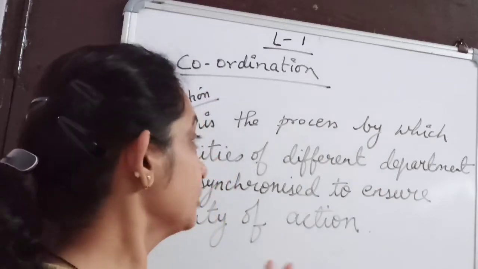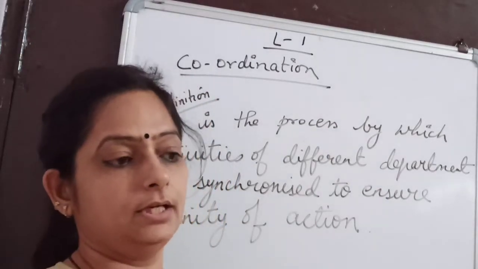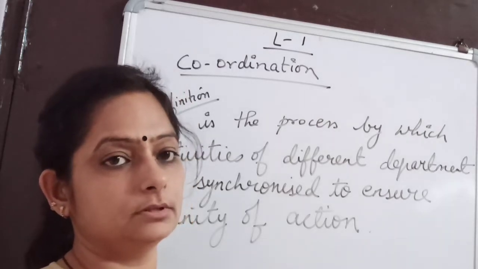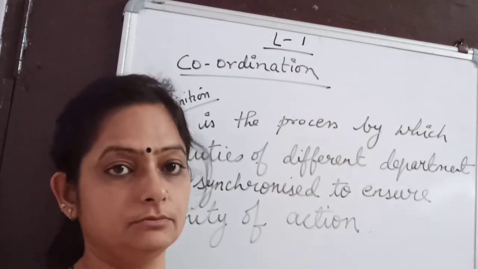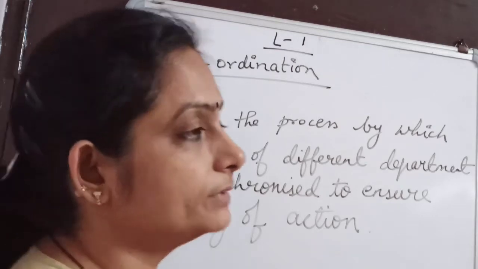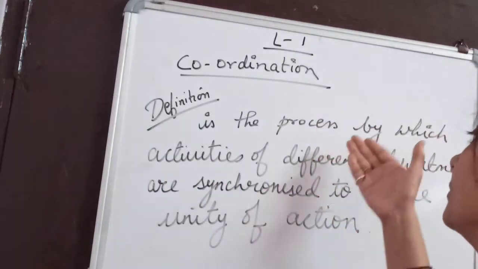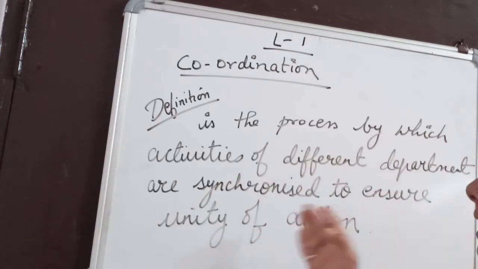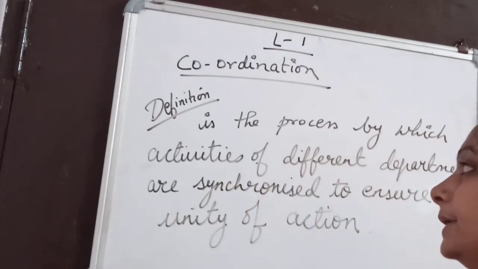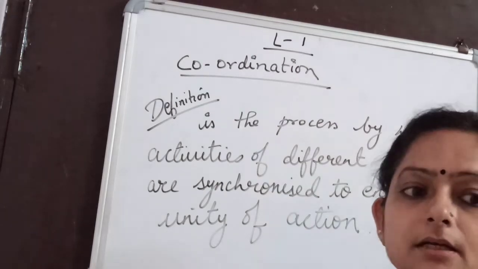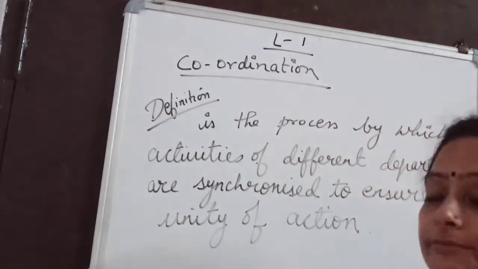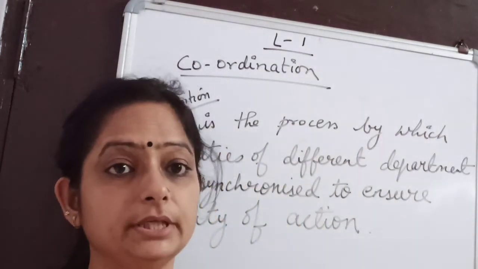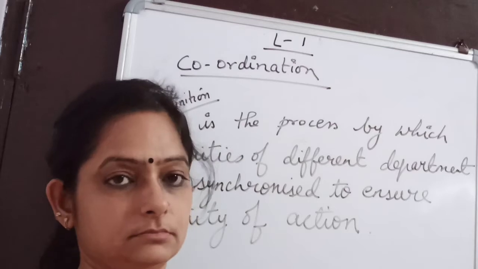So student, this is the last topic of lesson 1, and now we are going to discuss what coordination is. So if we see what the definition says. The definition says it is the process by which activities of different departments are synchronized to ensure unity of action. To explain this definition, I would like to take one example which will make it easy to understand what actually coordination is.